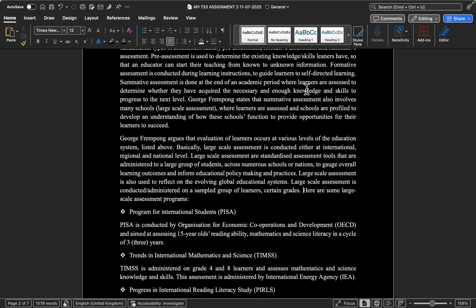The other objective of large scale assessments is also to be able to reflect on the evolving global education system. Now, when we talk of large scale assessments, there are programs which are used to administer these assessments. For example, at international level, that is between countries, we've got a program called PISA. In full, PISA is an abbreviation for Program for International Student Assessment.